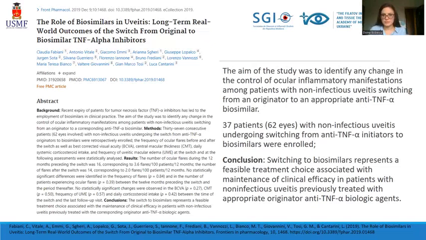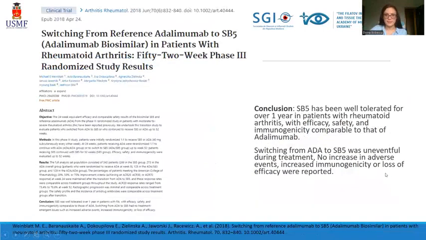37 patients and 62 eyes with non-infectious uveitis undergoing switching from anti-TNF-alpha originators to biosimilars were enrolled. In conclusion, switching to biosimilars represents a feasible treatment choice associated with maintenance of clinical efficacy in patients with non-infectious uveitis previously treated with appropriate originator anti-TNF biologic agents.